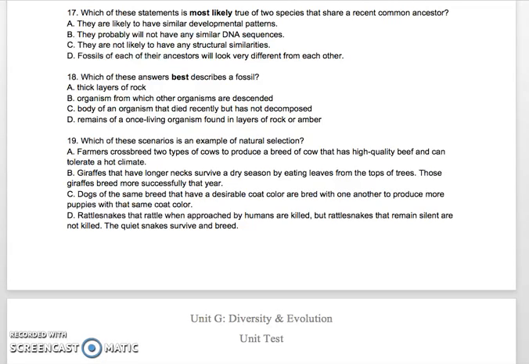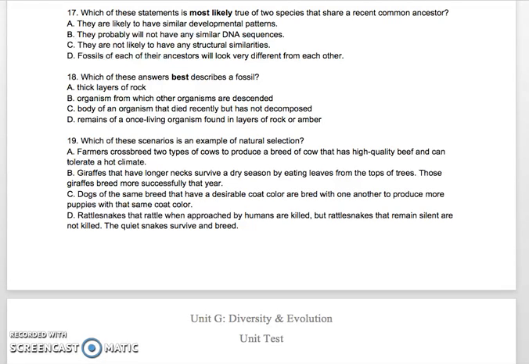Number 18. Which of these answers best describes a fossil? A. Thick layers of rock. B. Organisms from which other organisms are descended. C. Body of an organism that died recently but is not decomposed. D. Remains of a once living organism found in layers of rock or amber.